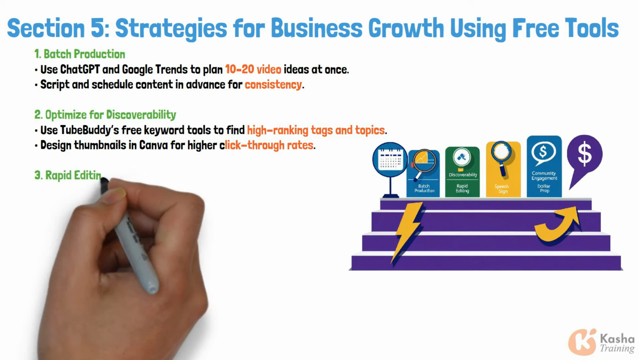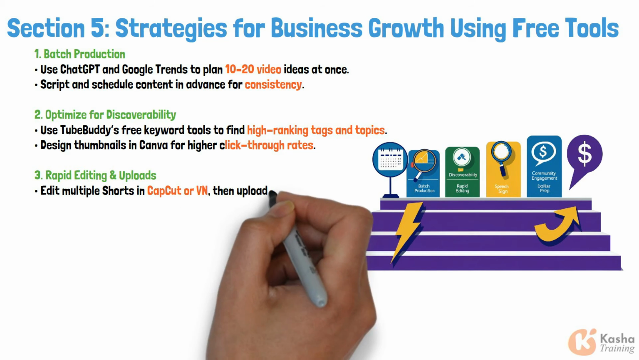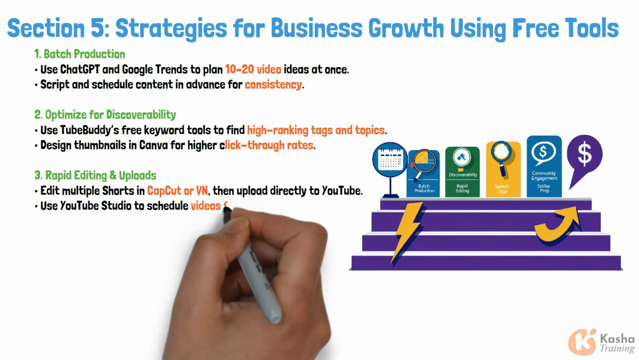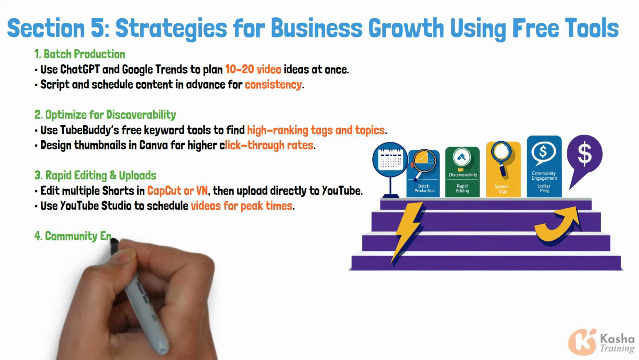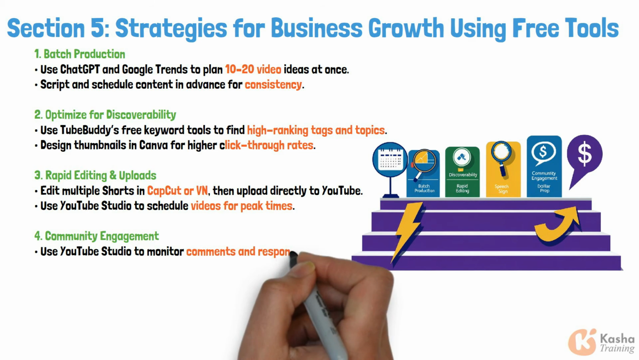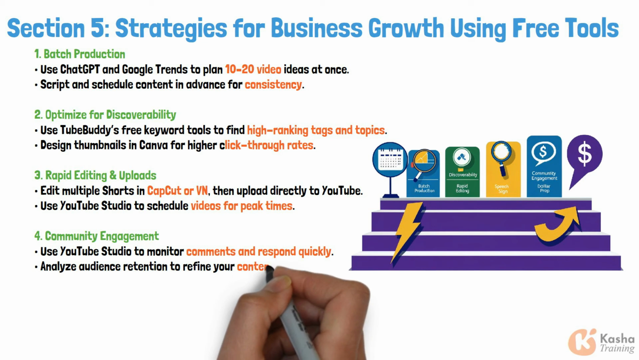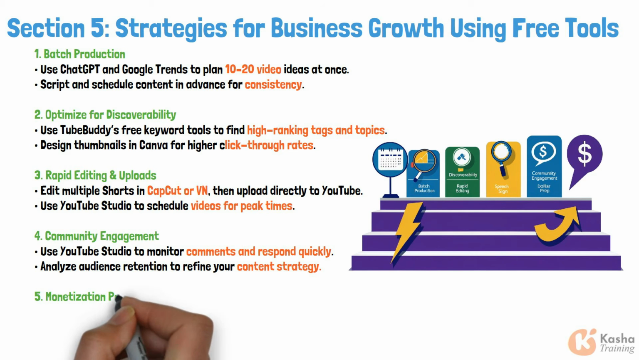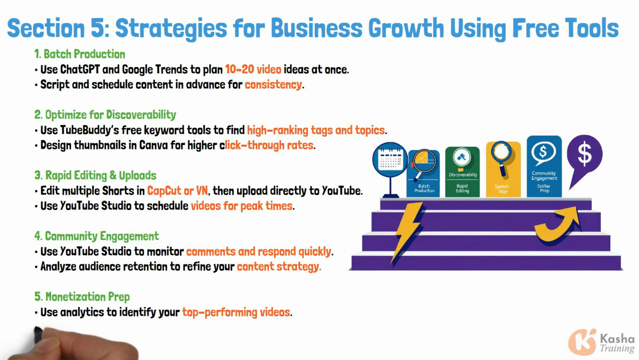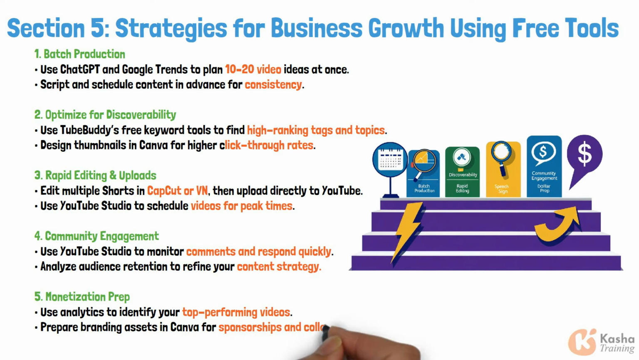3. Rapid editing and uploads. Edit multiple shorts in CapCut or VN, then upload directly to YouTube. Use YouTube Studio to schedule videos for peak times. 4. Community engagement. Use YouTube Studio to monitor comments and respond quickly. Analyze audience retention to refine your content strategy. 5. Monetization prep. Use analytics to identify your top-performing videos. Prepare branding assets in Canva for sponsorships and collaborations.